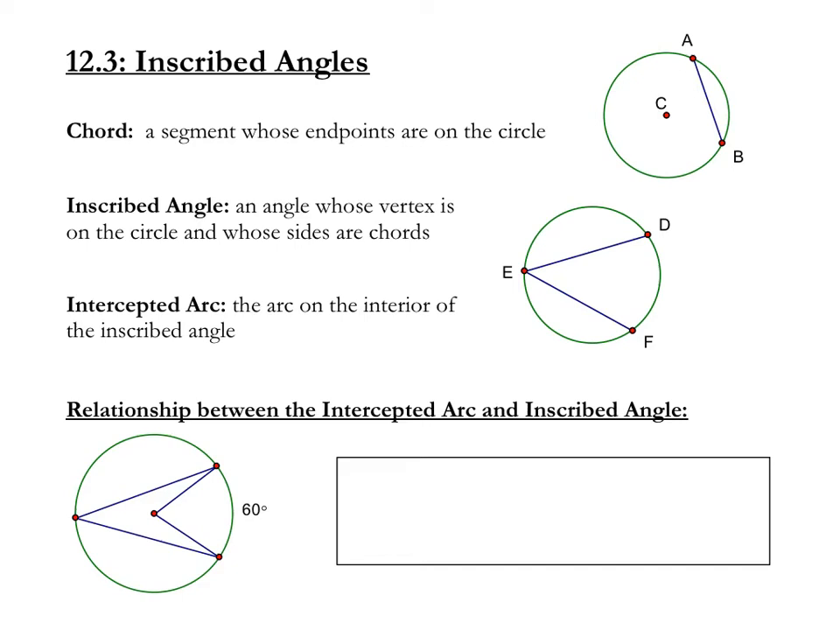Alright, this is our next section in 12.3. This is on what's called inscribed angles. So before we talk about that, there's just a new term to talk about. We talked about tangent yesterday, which is a line that just touches the outside of the circle.